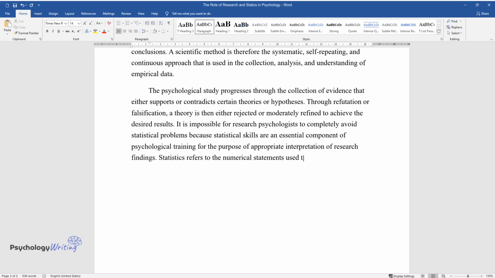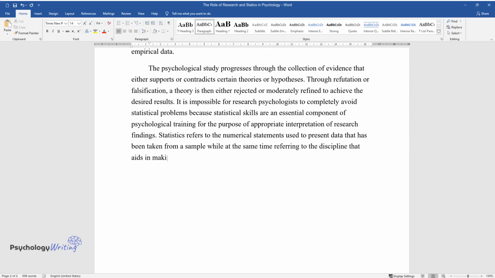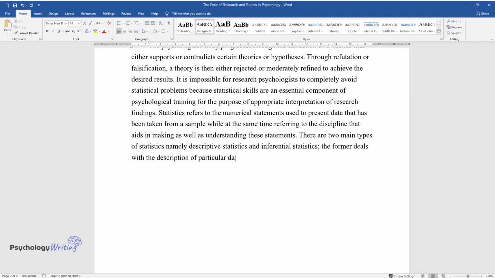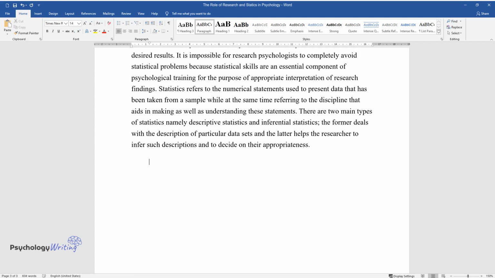Statistics refers to the numerical statements used to present data that has been taken from a sample, while at the same time referring to the discipline that aids in making as well as understanding these statements. There are two main types of statistics, namely descriptive statistics and inferential statistics. The former deals with the description of particular data sets, and the latter helps the researcher to infer such descriptions and to decide on their appropriateness.